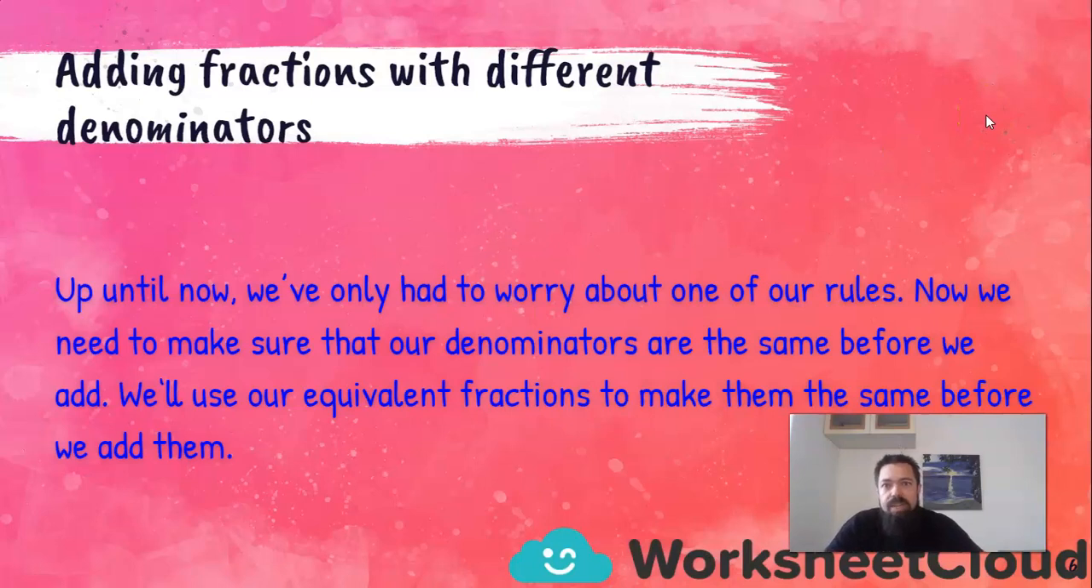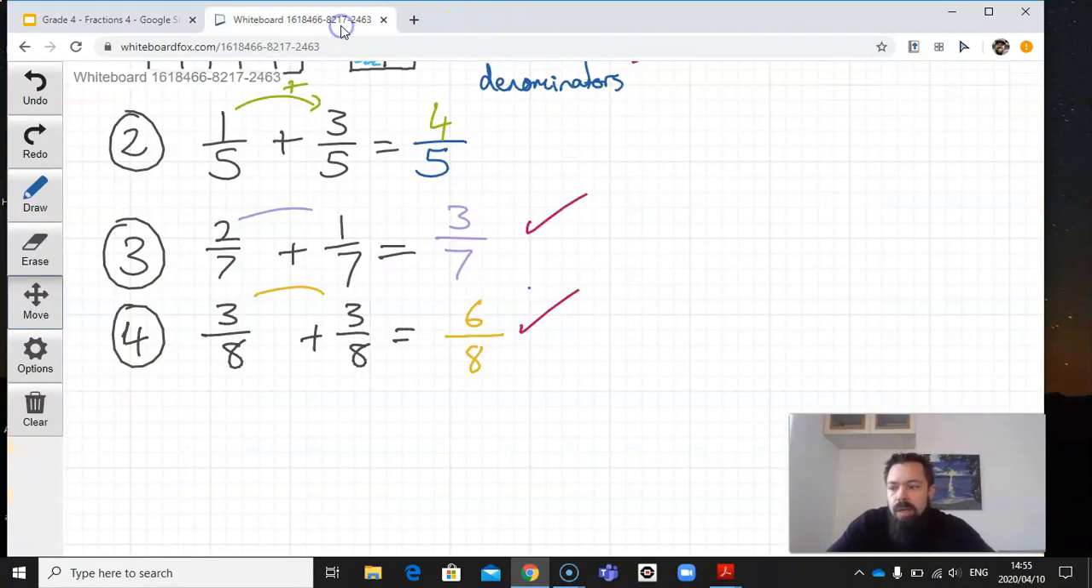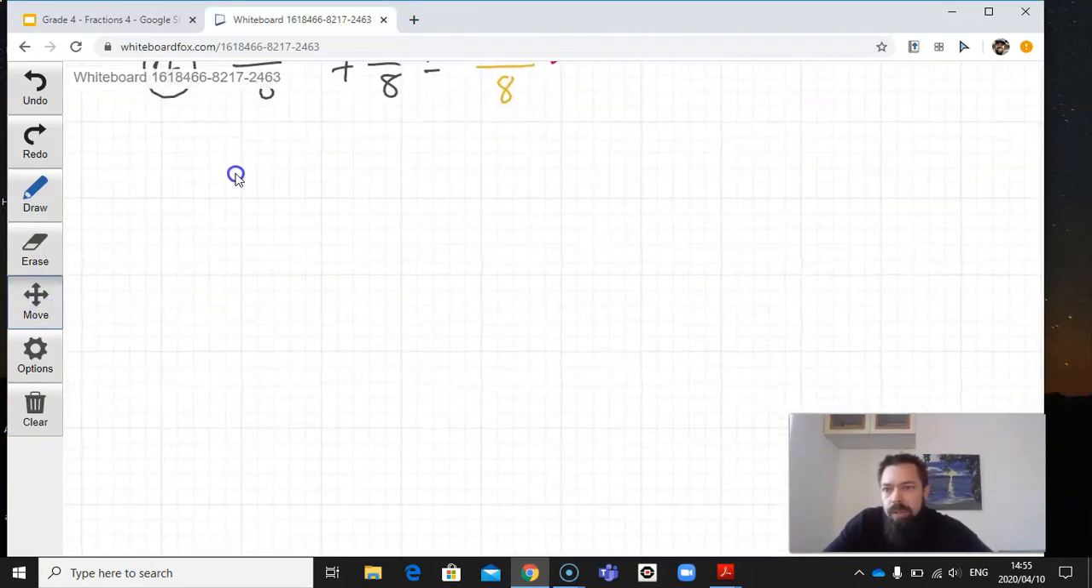Adding fractions which have different denominators. Up until now, we've only had to worry about the second rule. Now we're going to need to make sure our denominators are the same before we add. So we're going to use equivalent fractions, which we learned about in our last lesson, to make them the same before we add them. These are the ones I'd like you to do. So I will work through 3 together, and then there are 2 that you will work on your own, and then I will go through with you.